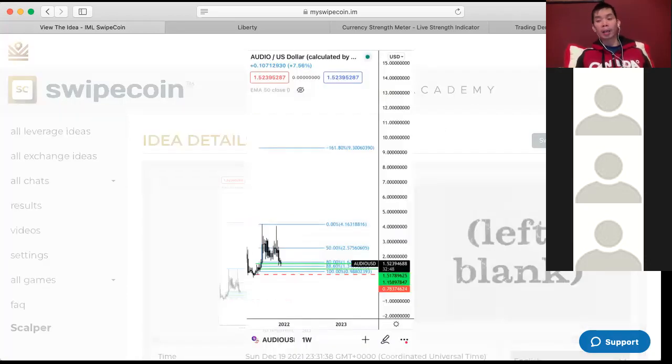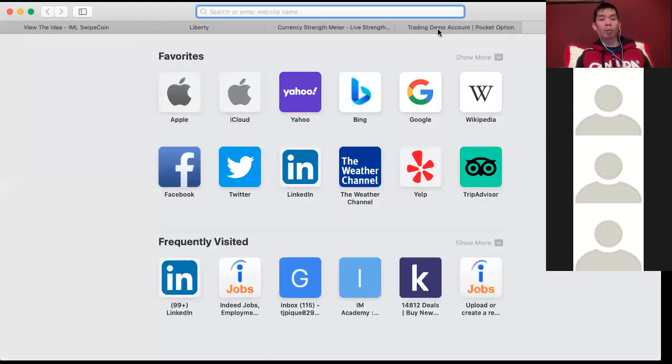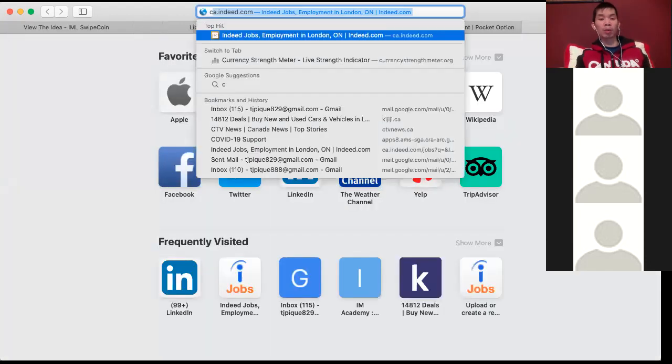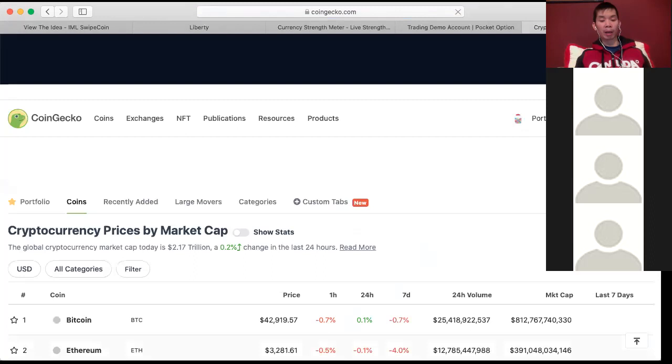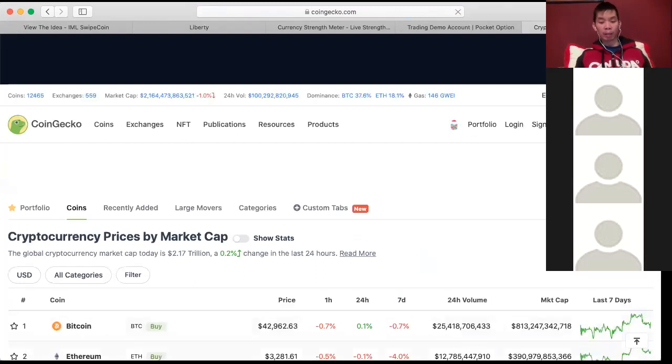So the way you can find out the token names is you go to coingecko.com, and I'm going to drop that in the chat. Please add this to your bookmarks as well. And let me see here.